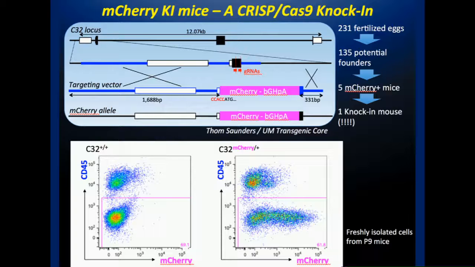We designed a couple of guides. We took the most highly active guide and used a targeting vector with a 1.7 kb 5' arm and a short arm of only 331 base pairs. And this is the one knock-in mouse we got. And the lab was happy because now the cell population they're interested in studying is expressing mCherry, as can be seen in this flow cytometry data. So now they're going on to do their studies in their mouse.